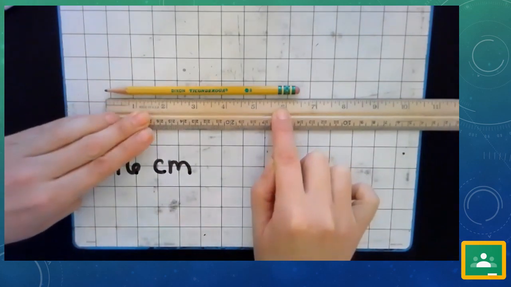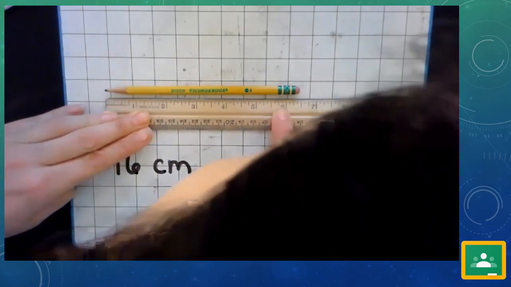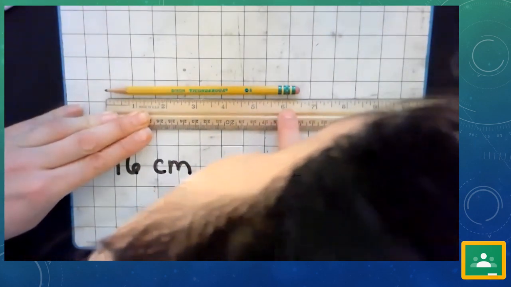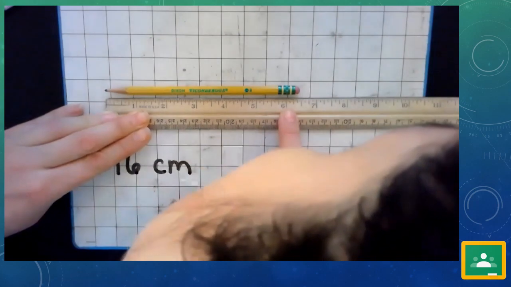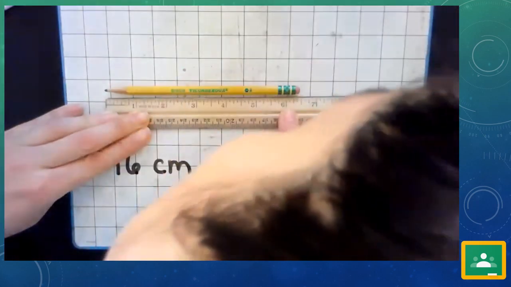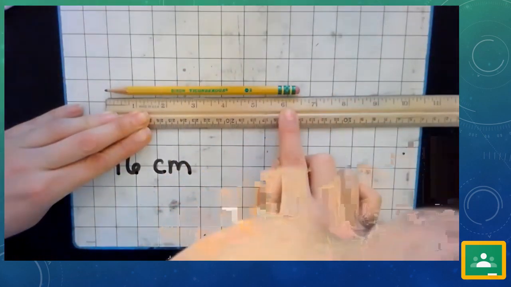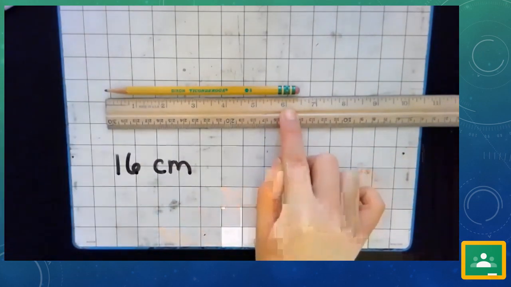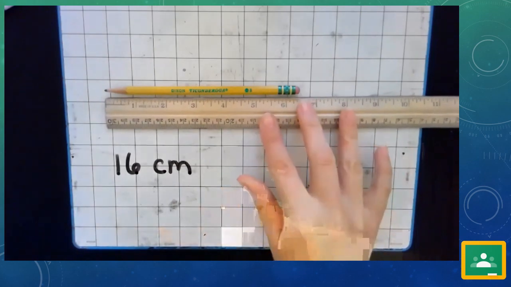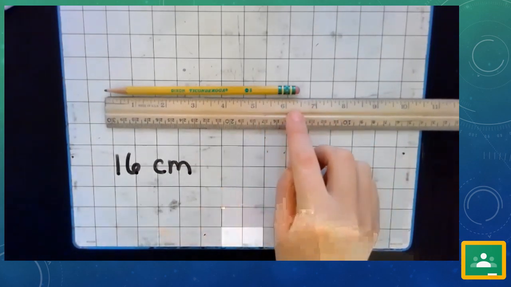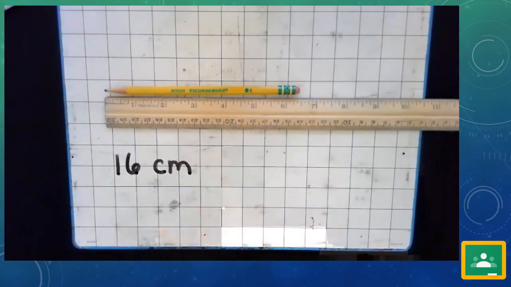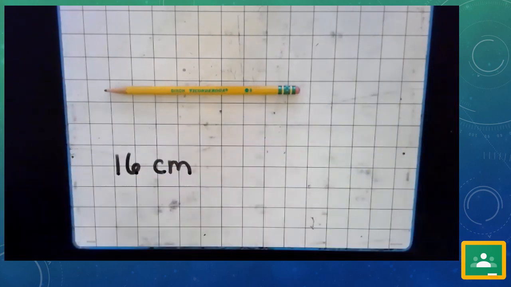Now this object is showing to be almost in the center of 6 and 7, but it is a little closer to 6. So again, trying to get really close. I'm going to say that this is closer to 6 inches because it has not yet gone past the halfway mark. So it is about 6 inches. It's not perfect. You know, life's not always perfect. It's fine.